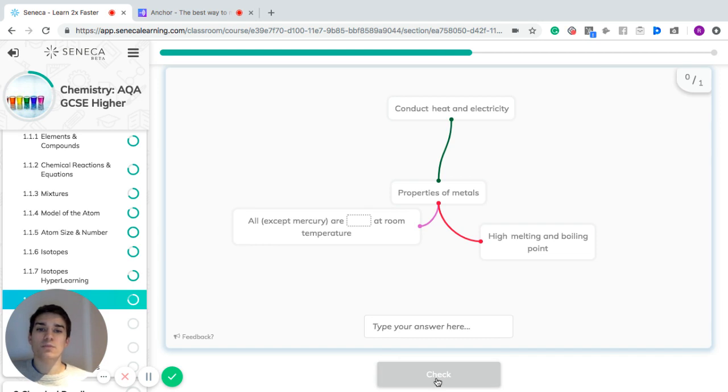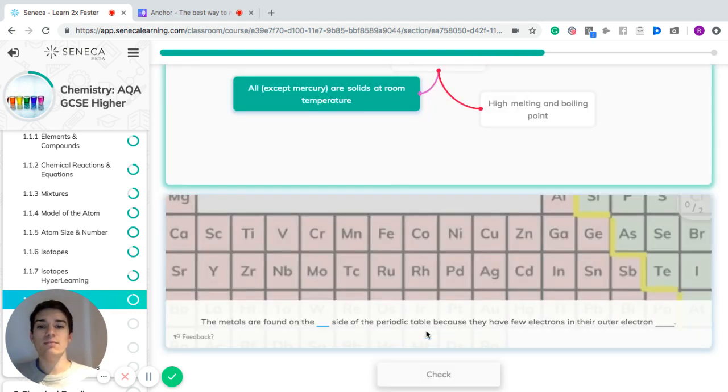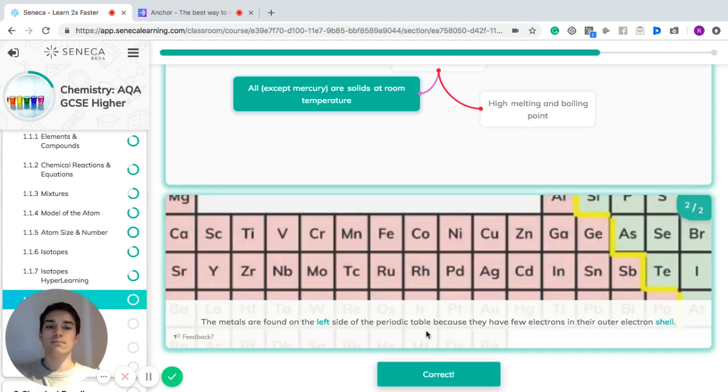So to recap those properties of metals, they conduct heat and electricity. All of them, except mercury, are solid at room temperature, and they have a high melting and boiling point. Metals are found on the left side of the periodic table because they have few electrons in their outer shell.